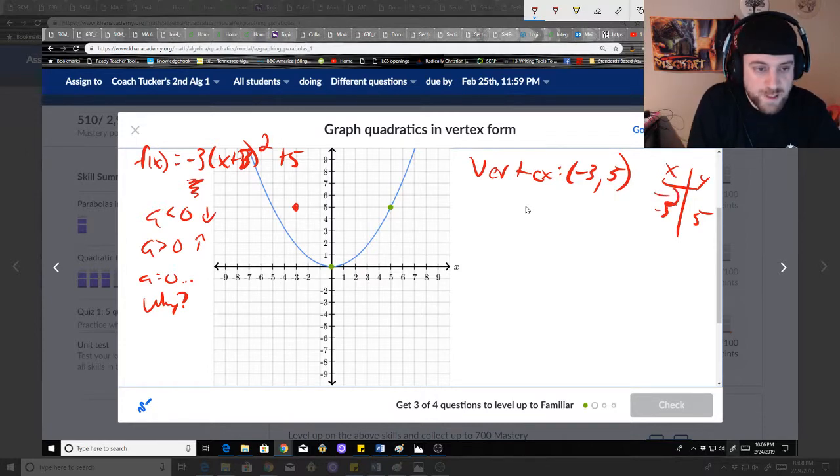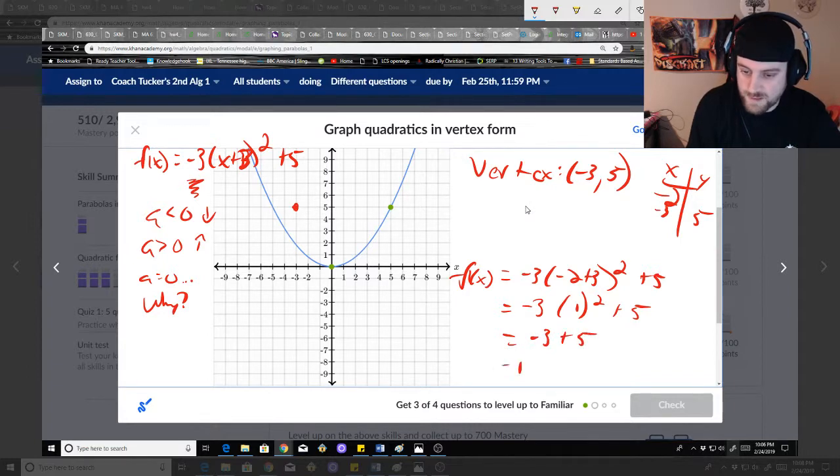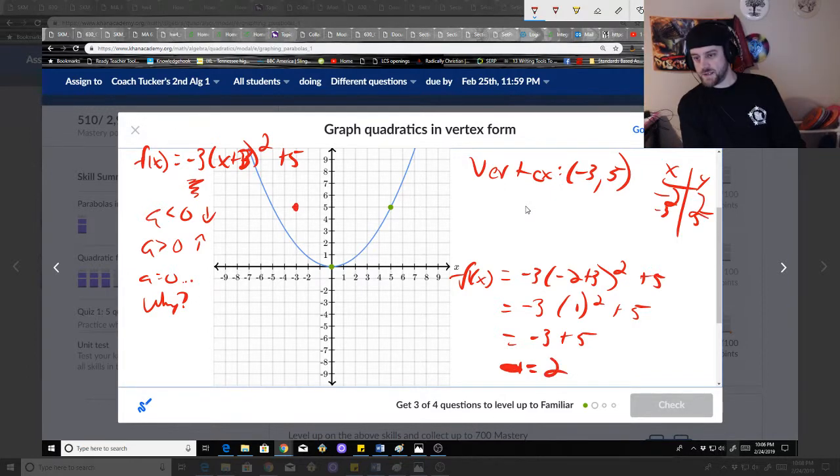Okay? So if I plug in negative 2 here, I get f of x is equal to negative 3 times negative 2 plus 3 squared plus 5. That's negative 3 times 1 squared plus 5. 1 squared is 1. 1 times negative 3 is negative 3, plus 5 is equal to 2, right? So when x is negative 2, y is 2. And if you plug in negative 4, you should have got 2 as well. Okay?